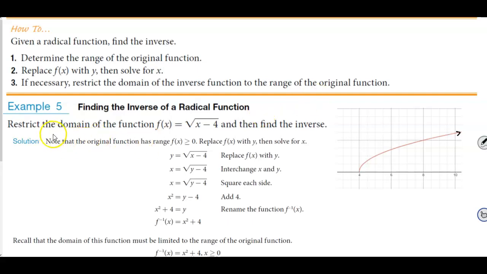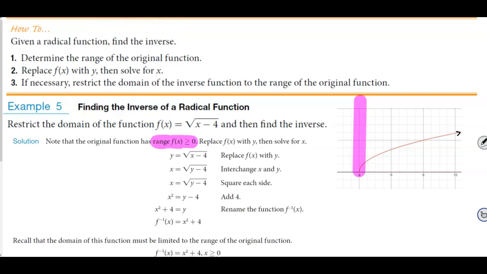So, we're going to restrict the domain of the function f of x, which is equal to the square root of x minus 4, and then find the inverse. Now, let's take a look at the range here. Notice that the original function has a range, f of x, which is greater than or equal to 0. So remember that the range is the y value. So it's starting at 0 and it's going all the way up to positive infinity. So therefore, that's why the range is f of x is greater than or equal to 0.